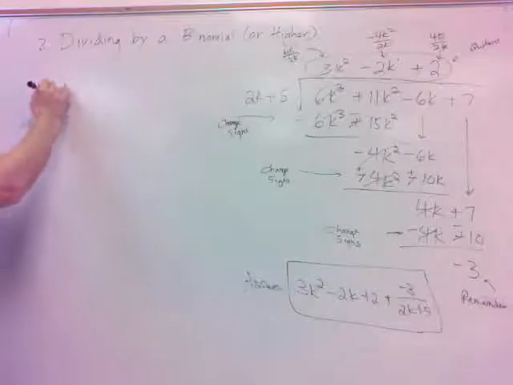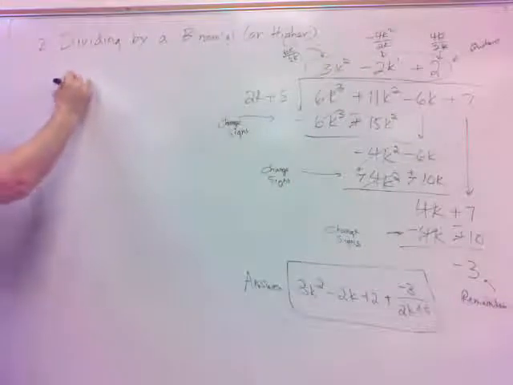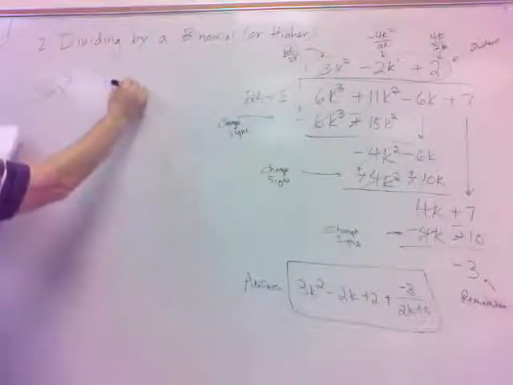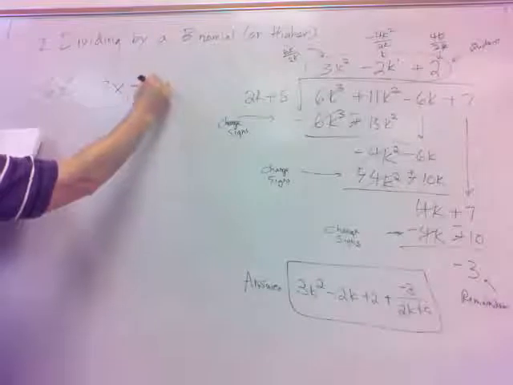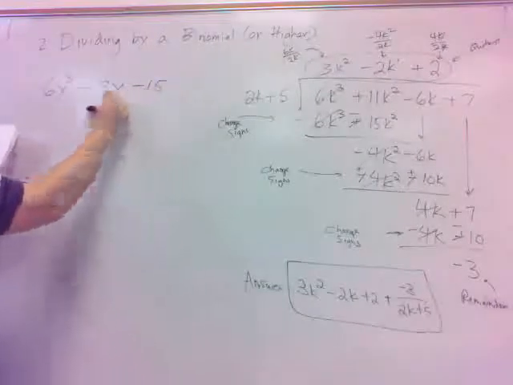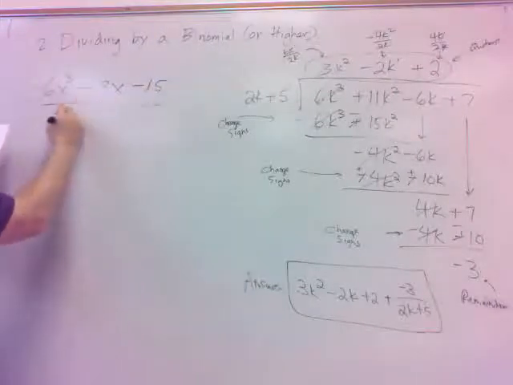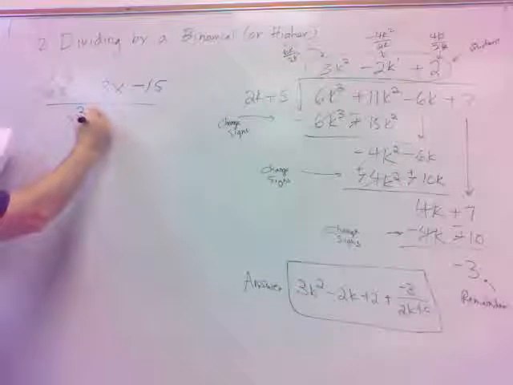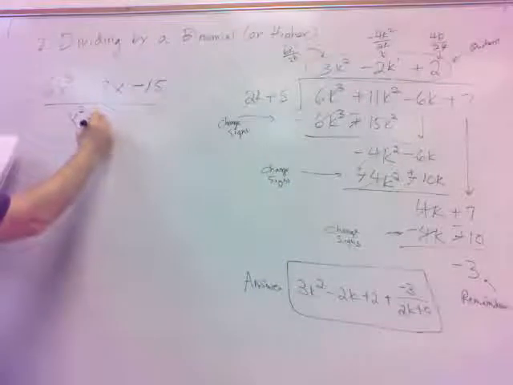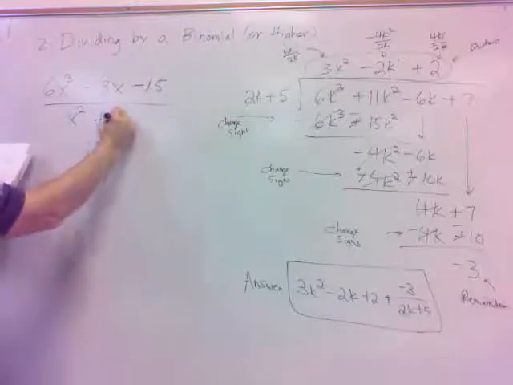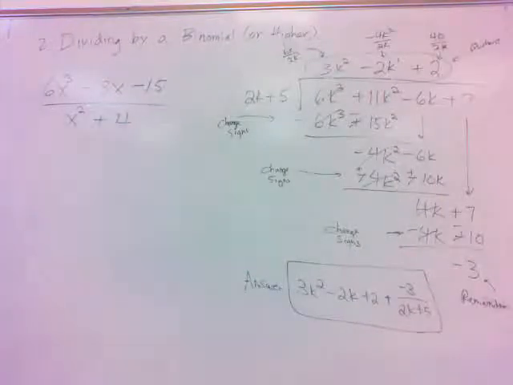6x cubed minus 8x minus 15 divided by x squared plus 4. See what happens there.